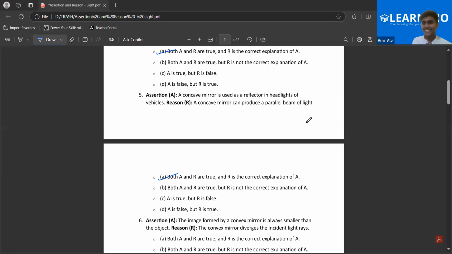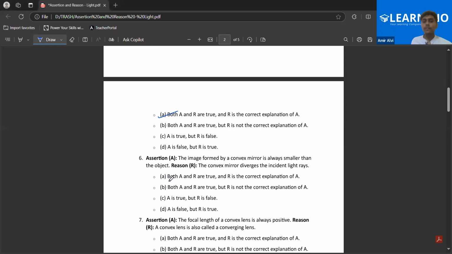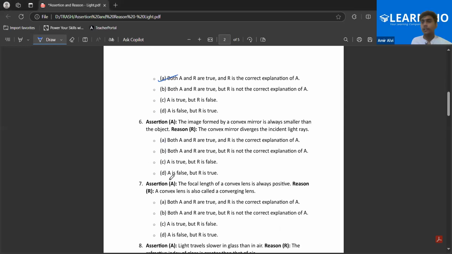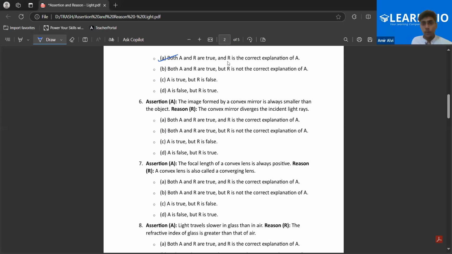Clear? Okay, let's go. Next question. I hope everyone is getting my point, right? That's how you have to read each and every single word in the assertion-reason, because this is related to the theory. Okay, Ayan, sixth, next one.